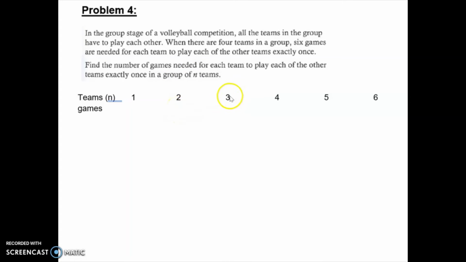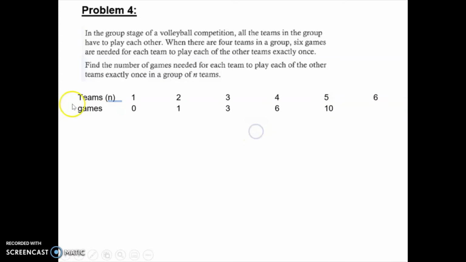Okay, now what if there's 3 teams? How many games would they have to play so every team plays each other? And you might want to write it out, like call them team A, B, C, and say, okay, team A plays B, team A plays C. Okay, what are all the possibilities? So how many games will take place here? And then for 4 teams, it told us there'll be 6 games needed. How about 5? How many games would be needed if there's 5 teams in the tournament?